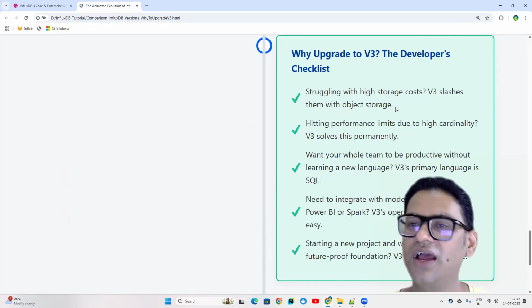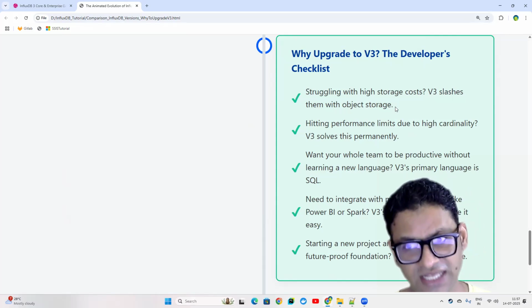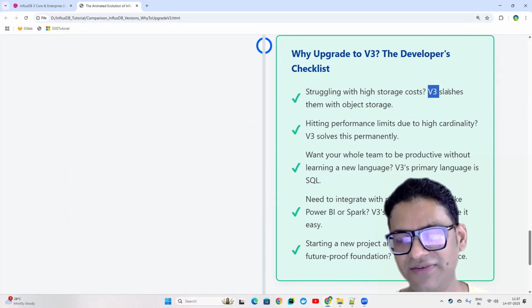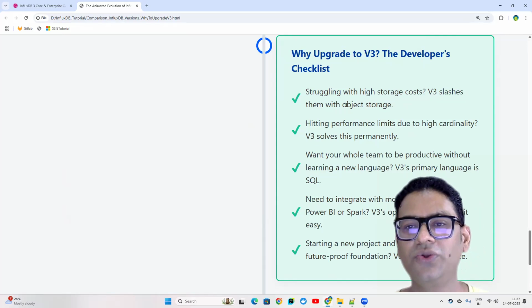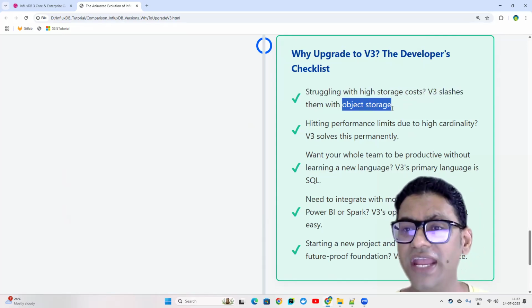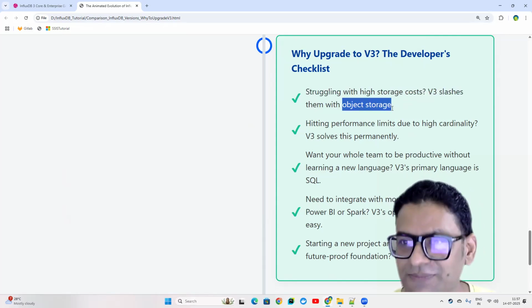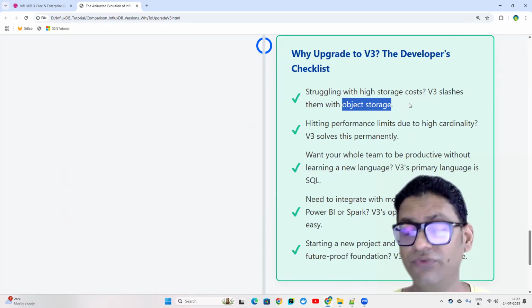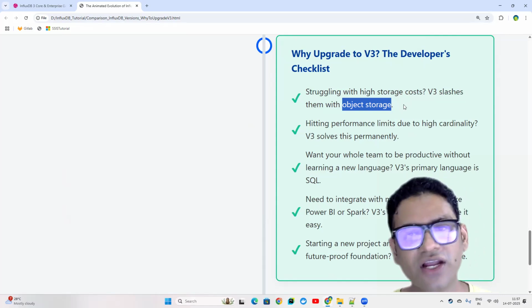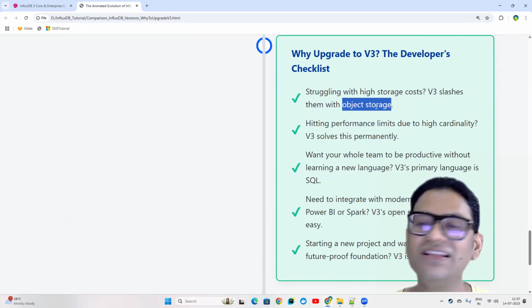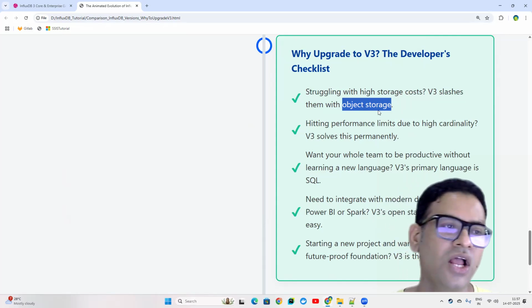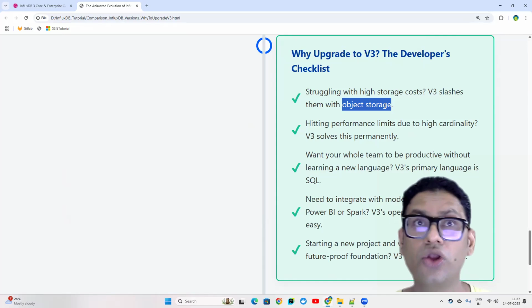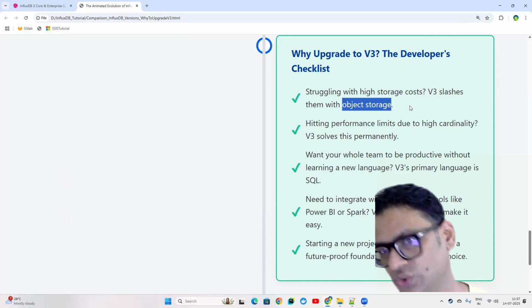Are you struggling with the high storage cost? If yes, then you should at least give V3 a try, because it is going to use object storage, which is very, very inexpensive. If you have used S3 bucket storage, you know that it's not a costly affair. You can just put large files in Parquet format, which is actually object storage. You can easily upload to an AWS S3 bucket or Azure Blob storage or Google Cloud BigQuery as well.